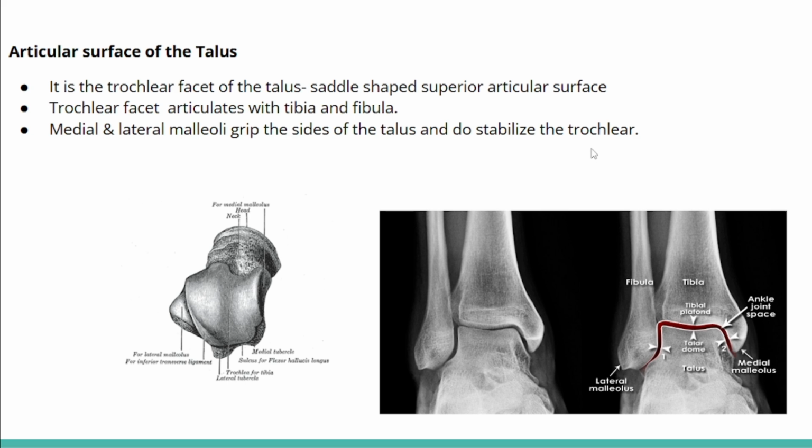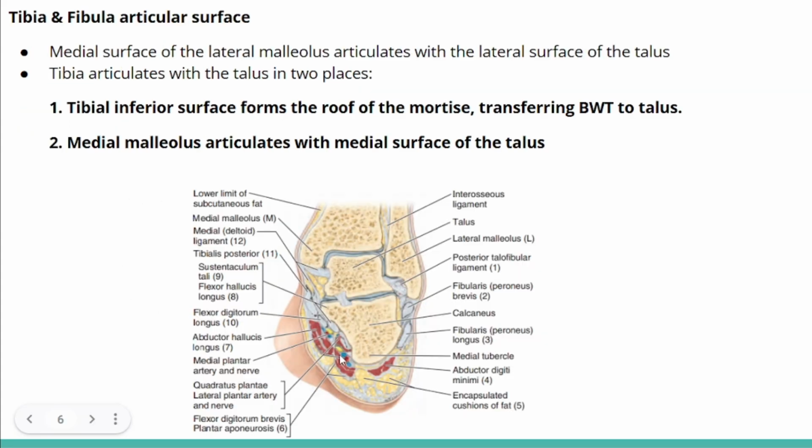So how is the articular surface of the talus? It is known as the trochlear facet of the talus. You can see in this picture, it is a saddle-shaped superior articular surface. This facet articulates with the tibia and fibula. Now you can see in this X-ray, medial and lateral malleoli grip the sides of the talus and they do stabilize the trochlea.